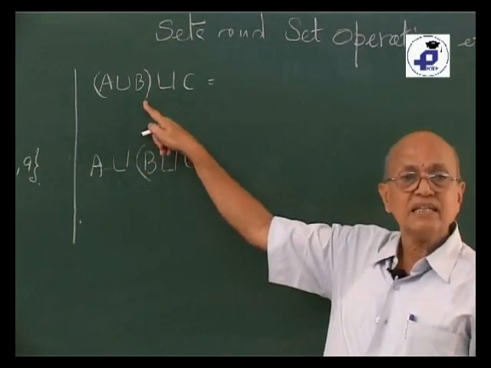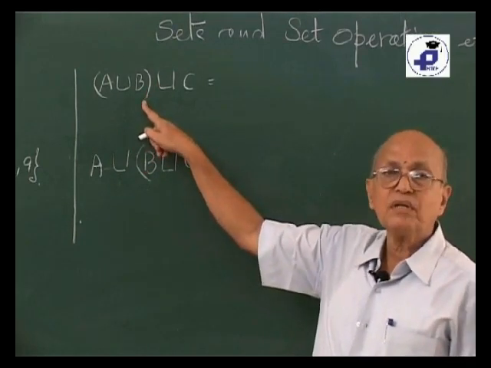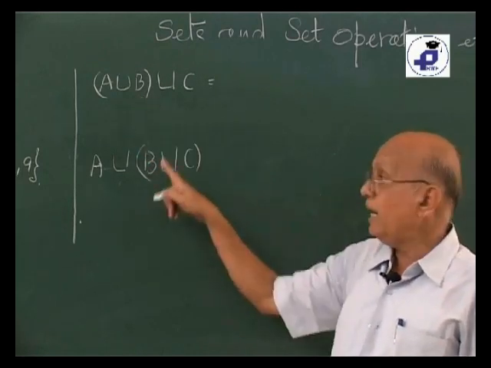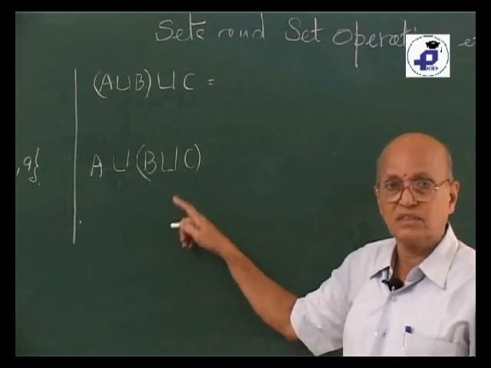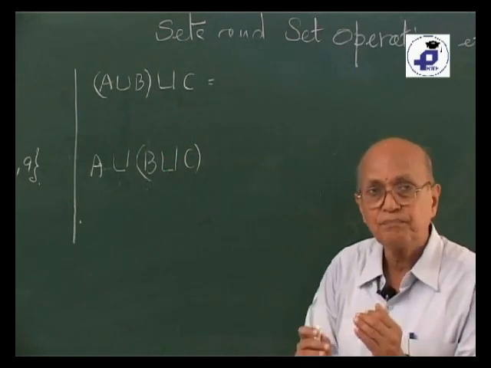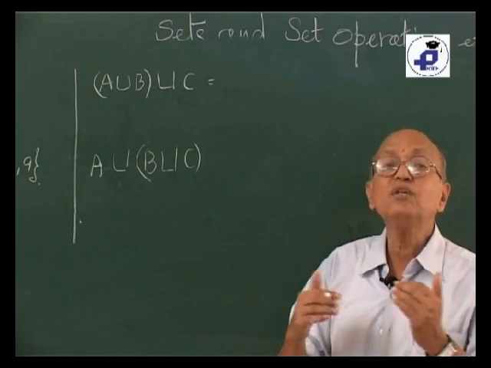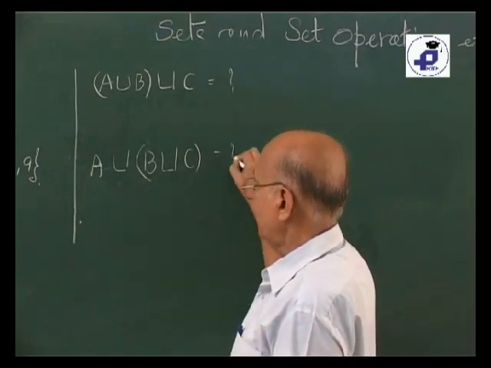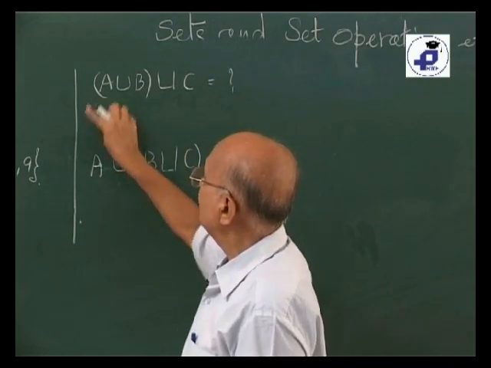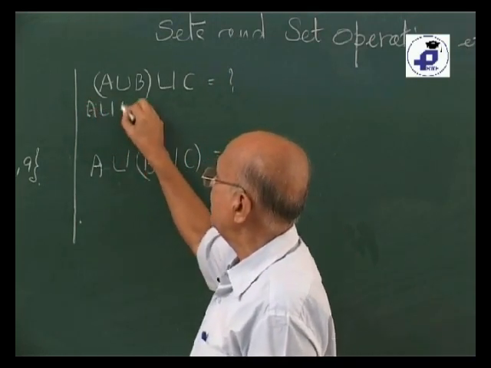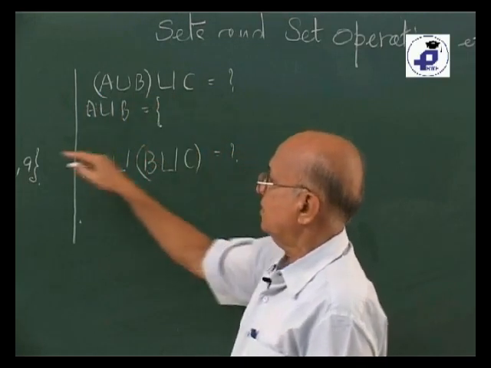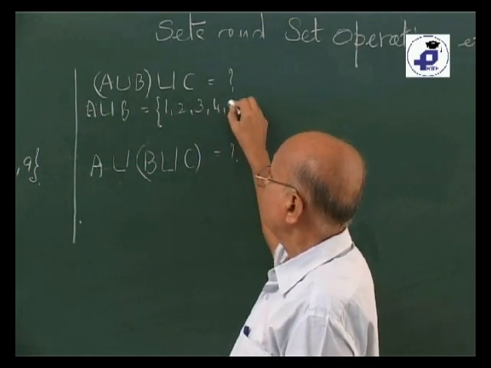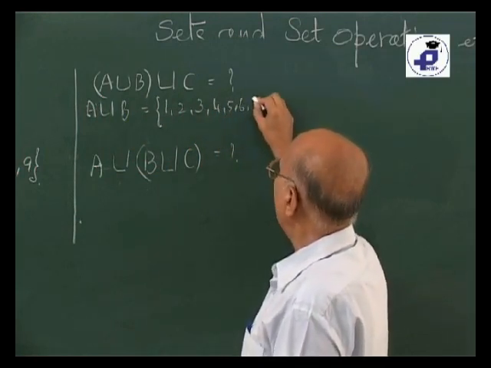Whenever there is a bracket, you should do the operation first. Here A union B should be done first, and here B union C should be done first. And then finally, you are forming a new set combining these elements. I put a question mark here. First we will do, what is A union B? Already we know, we have done it. A union B is equal to {1, 2, 3, 4, 5, 6, 7}.